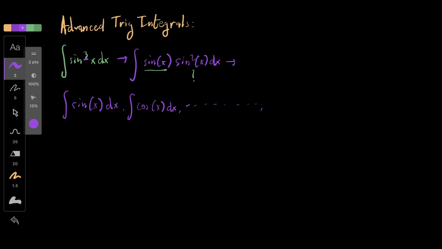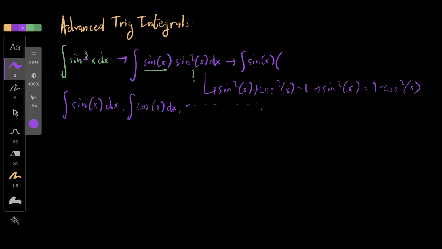Well, by the Pythagorean identity, sine squared x plus cosine squared x is equal to 1. So sine squared x is equal to 1 minus cosine squared x. So this is equal to the integral of sine of x times 1 minus cosine squared of x dx. So that's good. And now, just by basic algebra, let's distribute.